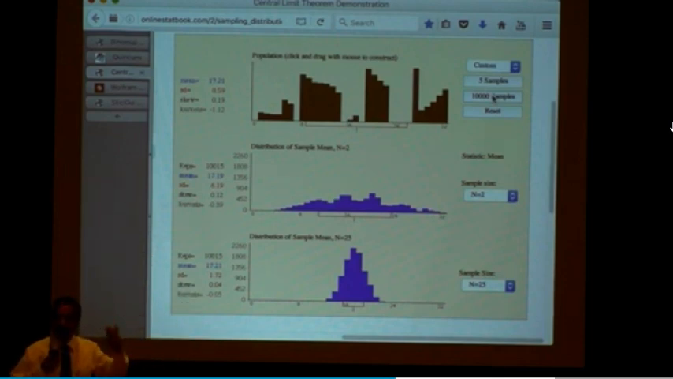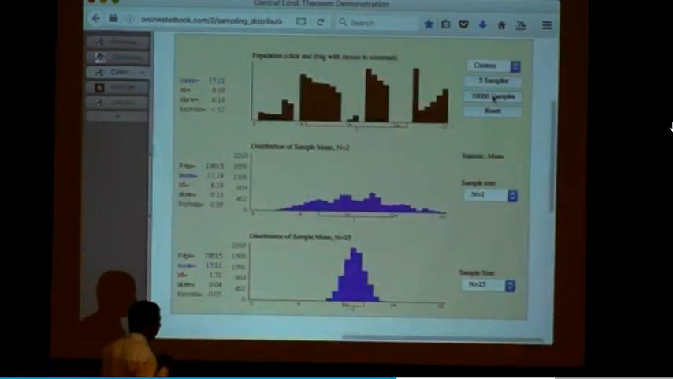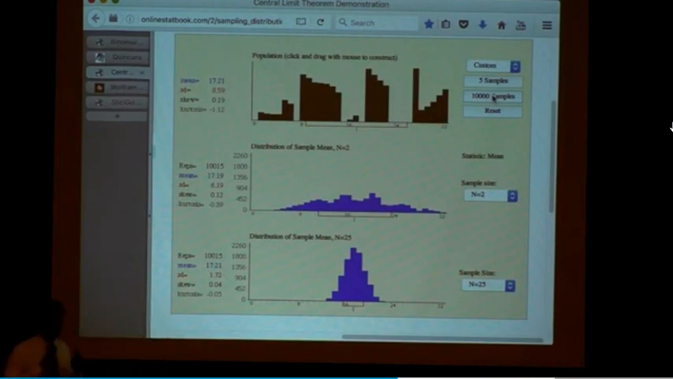In this life, we have to live with that fact. It is going to be normal. But now, the second part of the wow, the real wow, is that the mean of the population was 17.21. The mean of all sample means is 17.21. Wow.